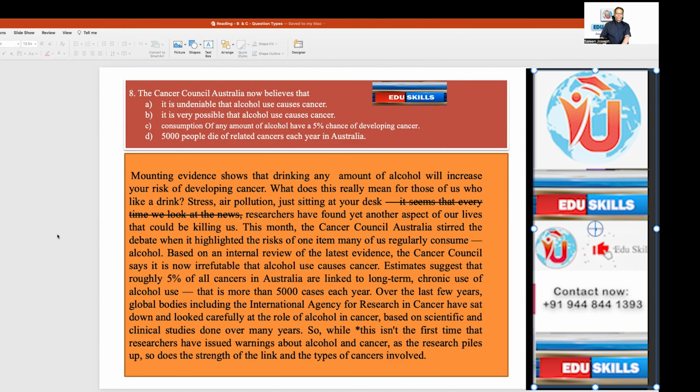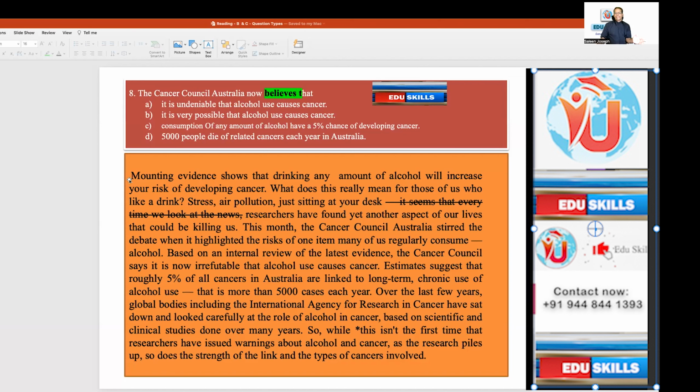The Cancer Council Australia now believes that. Now tell me if there's an opinion expression. Believes. Believe is the word. So believe, say, probably, or may, might, all these things tell you it's an opinion question. When there is opinion, there will be different opinions, so we have to focus on the particular opinion which is asked.